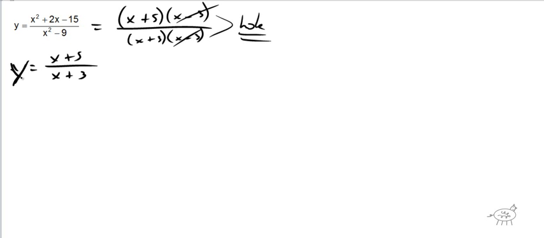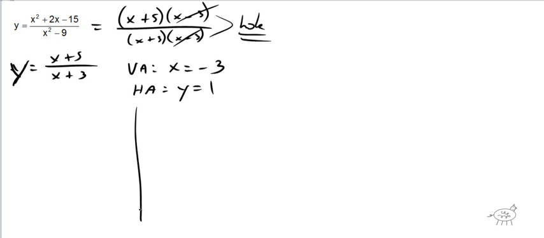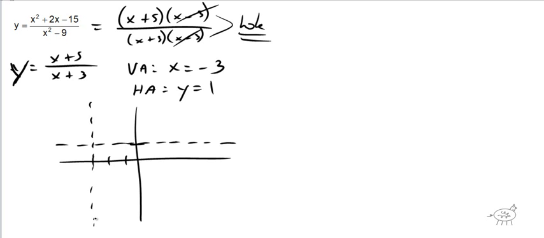We're going to get our vertical asymptote at x equals -3. And the horizontal asymptote, because it's x over x, is going to be y equals 1. So if I graph this, y equals 1 is going to be here, and x equals -3 is going to be here. And then remember, you make a t-chart, because I want to know what's going on either side of that vertical asymptote. I'm going to pick -4, and I'm going to pick -2.